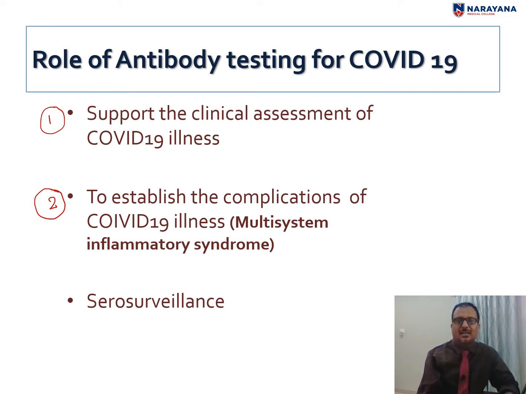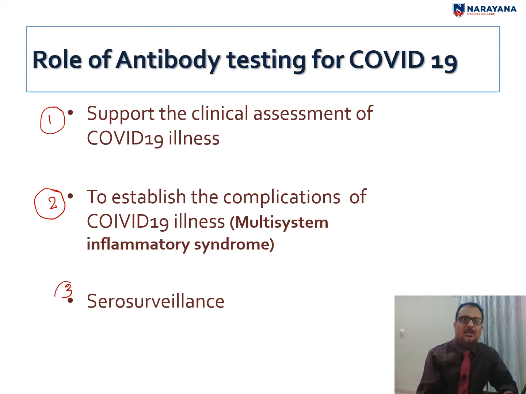And number two is to establish the complications of COVID-19 illness. COVID-19 illness is not only associated with either recovery from the infection or losing the patient, but it's also associated with complications in the form of clots, especially in the brain and other areas of the body. To know these complications, we can also go for the levels of IgM and IgG antibodies. The multi-system inflammatory syndrome will be identified post-COVID infection based on this IgG, IgM antibody testing.